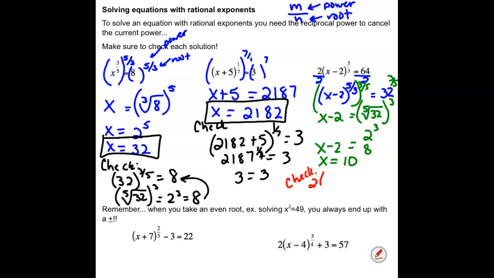Again, checking that. We have 2 times 10 minus 2 to the 5/3 power is supposed to equal 64. 10 minus 2 is 8. 8 to the 5/3 means we're cube rooting the 8, which gets us a 2, and raising it to the 5th power, which is 32. And 2 times 32 is 64. So that one worked as well.